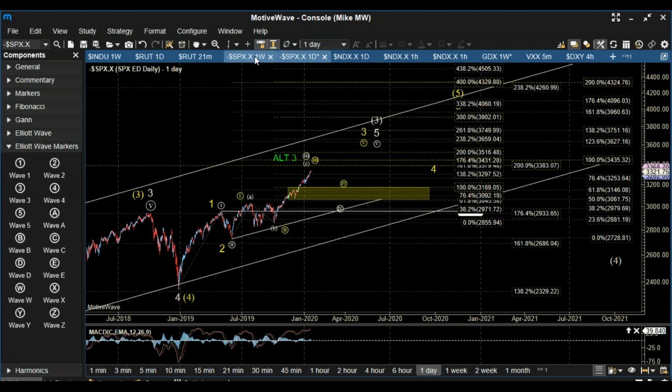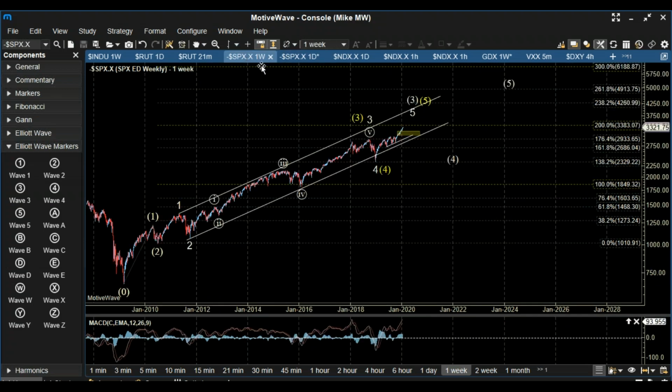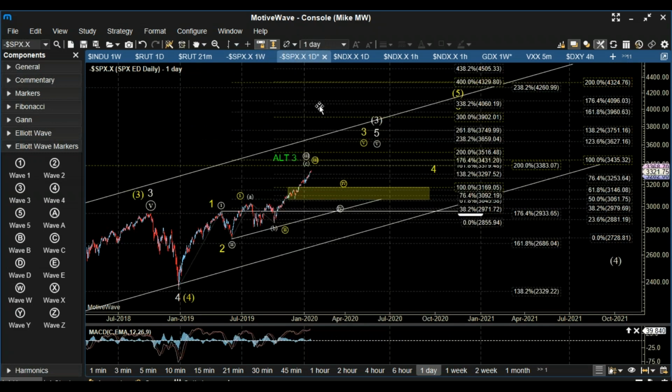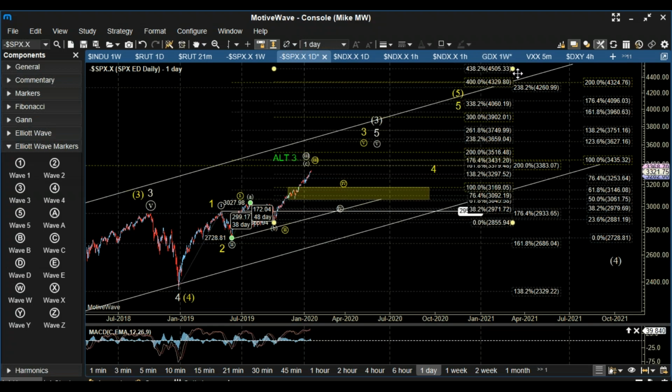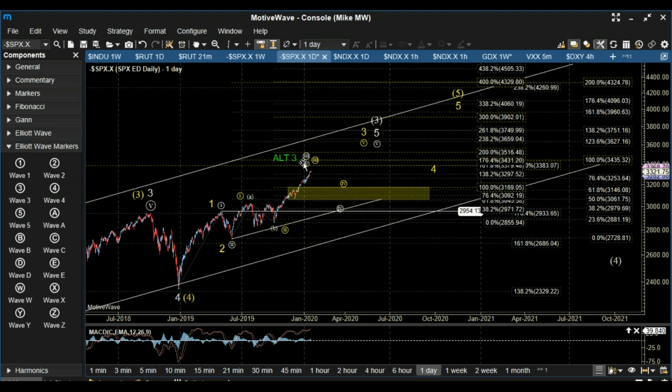Okay, are there any other questions on the index charts before we move on from there? Okay, how high can the wave 3 go on the SPX? Are we talking about the wave 3 of this degree? Which wave 3 are we referencing? This current wave 3. Okay.